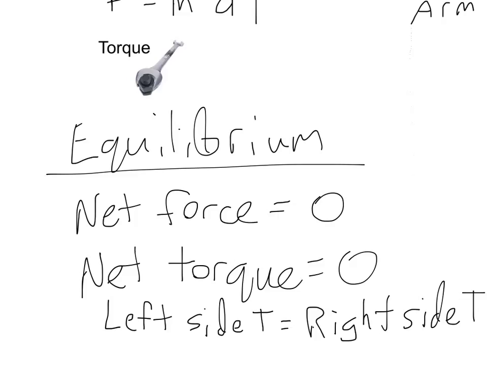Unless otherwise specified, every single problem we'll see in integrated science related to torque will be for objects that are in equilibrium. That is, their net force and their net torques are zero. Let's go to the next slide.